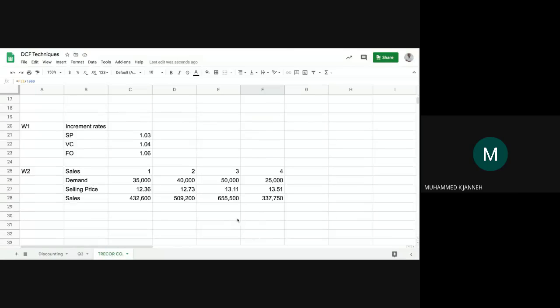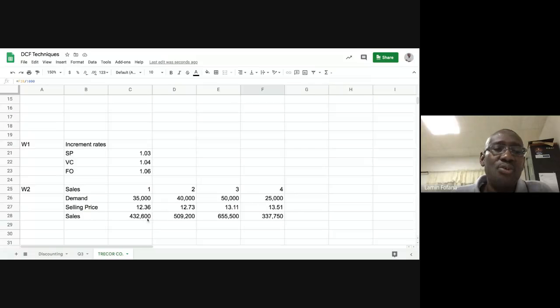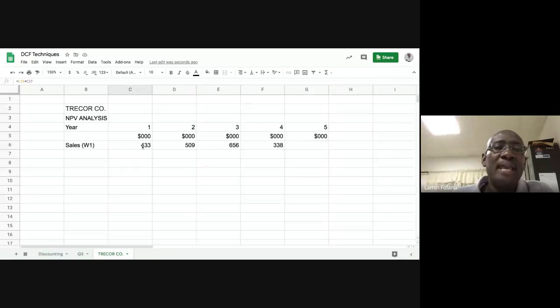What you do is after calculating your sales figures here, we bring them here. When we are bringing them here, they should be in their thousands. That's why we divided them by 1,000. So once you divide by 1,000, you take it to 0 decimal place, then you'll have nice rounded figures like this. Is that clear?